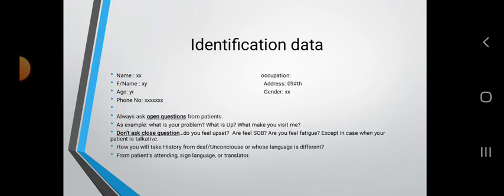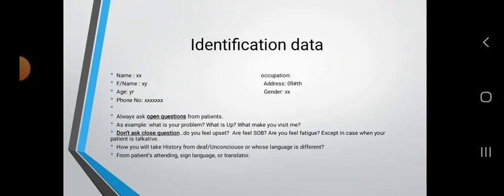Then we come to the address. You have to ask the proper address of the patient and it should be mentioned here, so that you can follow up the patient. And gender, male and female. Most diseases are related to gender, like females have some different diseases and males have different diseases.